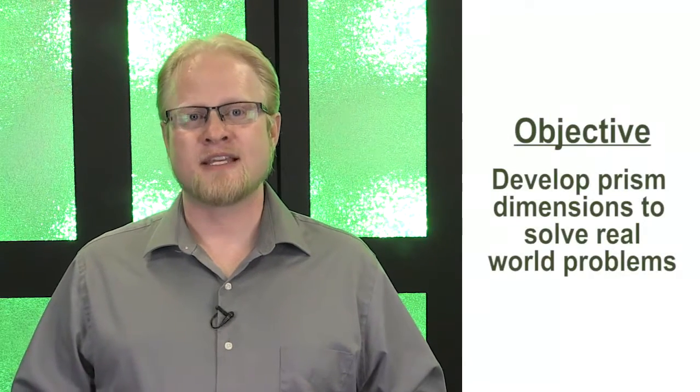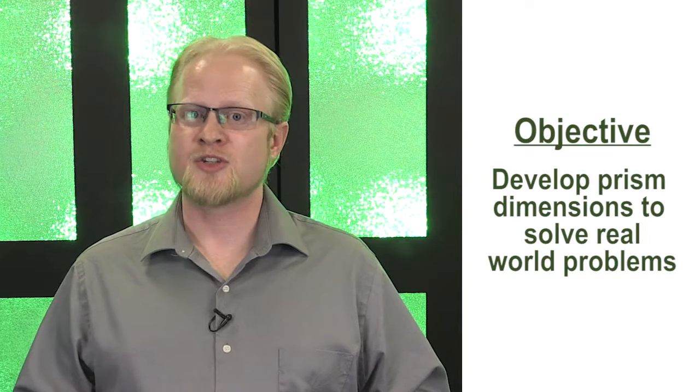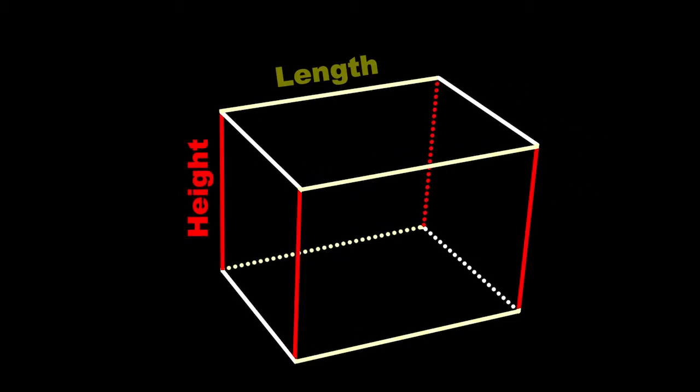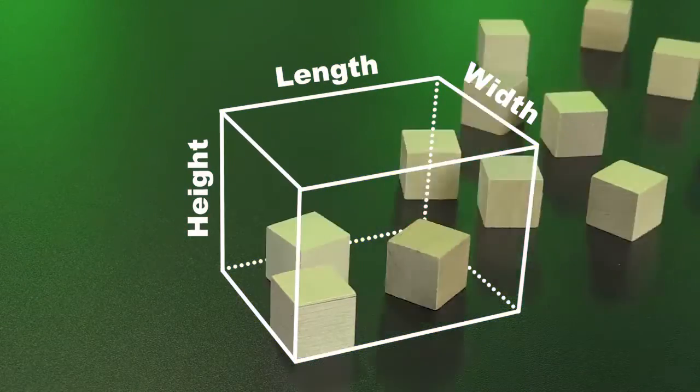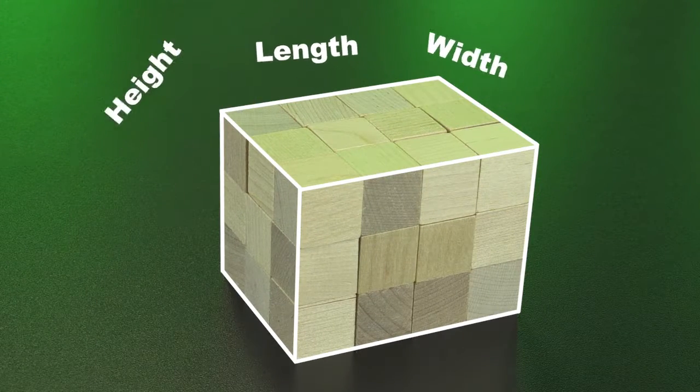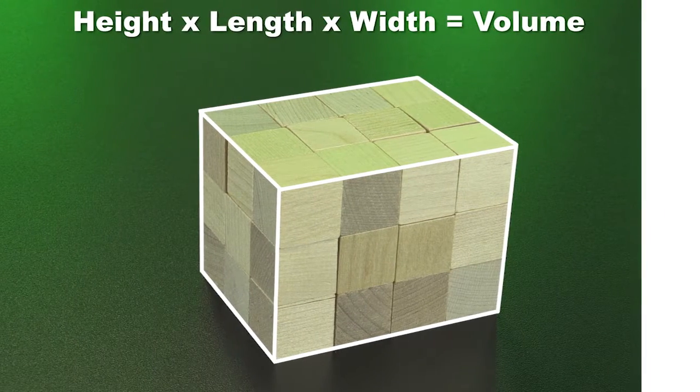The objective of this lesson is to develop prism dimensions to solve real-world problems. In previous lessons, students have examined the attribute of volume and the relationship between volume and the dimensions of a given prism. In this lesson, we will incorporate this learning as we solve a real-world task.